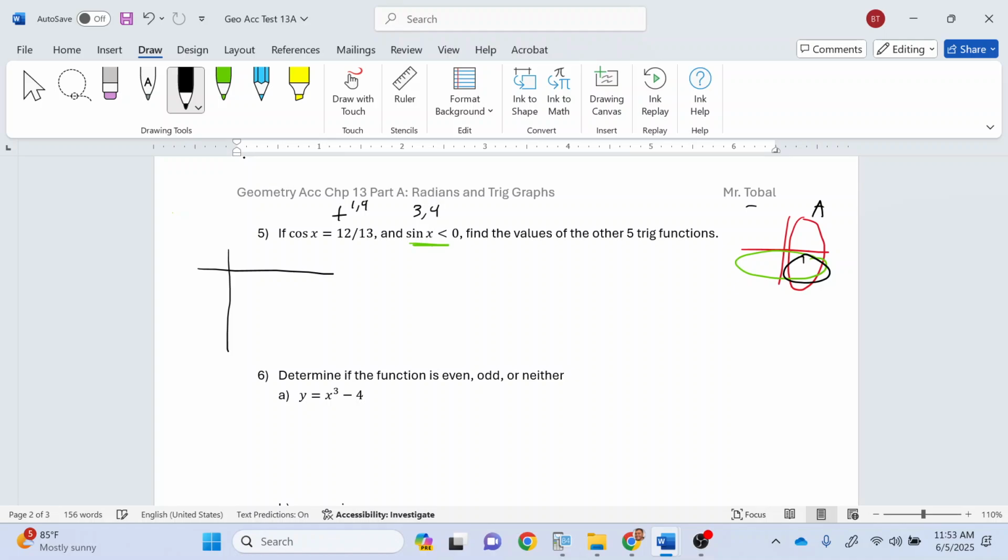That's where they're positive, right? All students take calculus. So if sine is positive in one and two, then sine is negative in three and four. Yeah, the overlap.